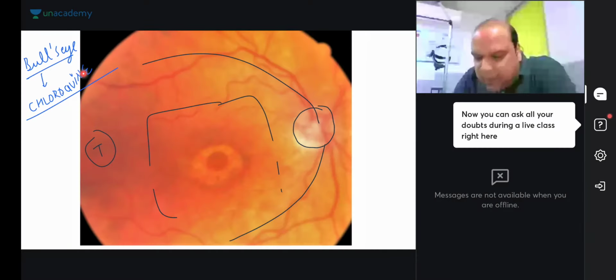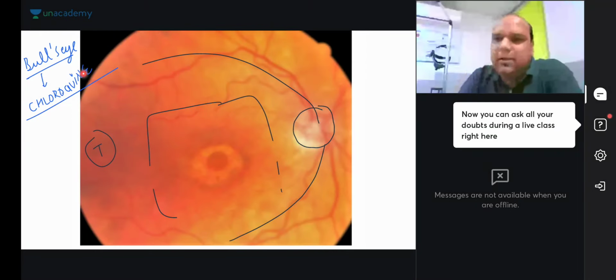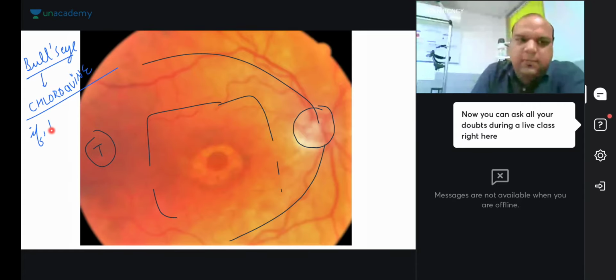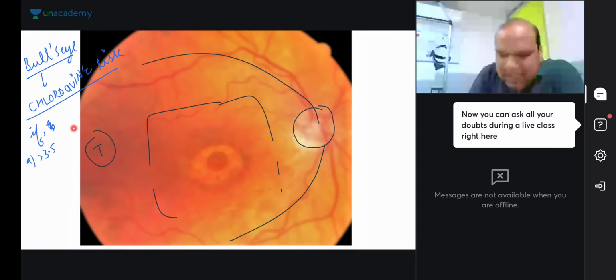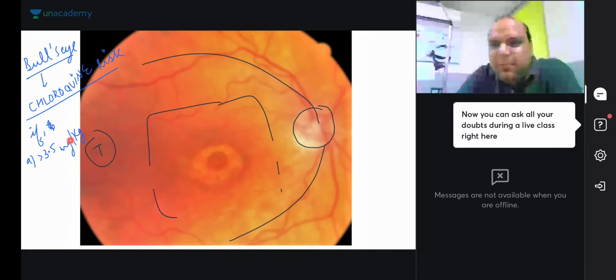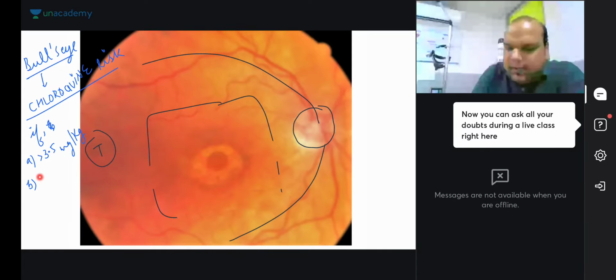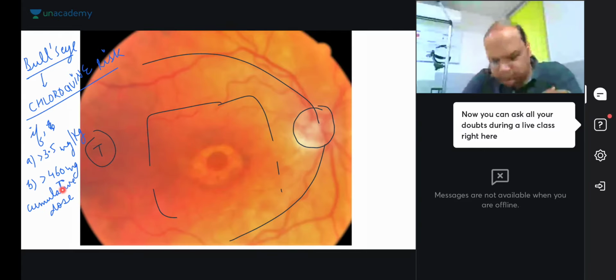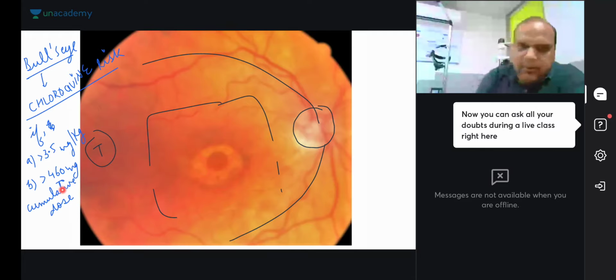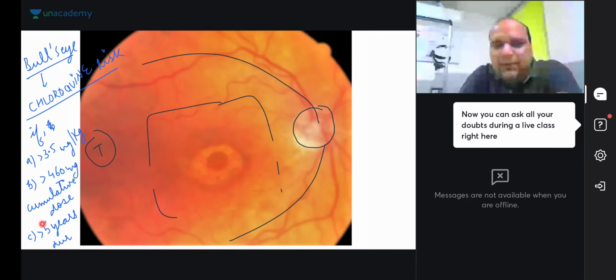Bull's eye maculopathy. But if I take one dose of chloroquine, will I get bull's eye maculopathy? No. The risk for maculopathy occurs if the chloroquine dose is greater than 3.5 milligram per kg, or greater than 460 gram cumulative dose, or greater than 5 years duration. If you have been taking chloroquine for more than 5 years, in any of these three cases, you are at more risk of developing bull's eye maculopathy.